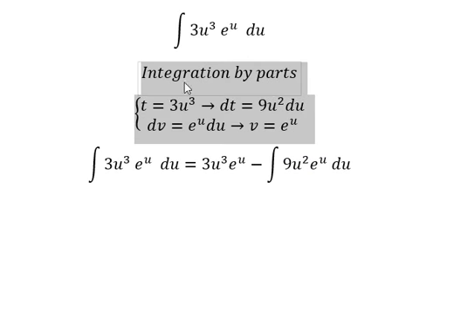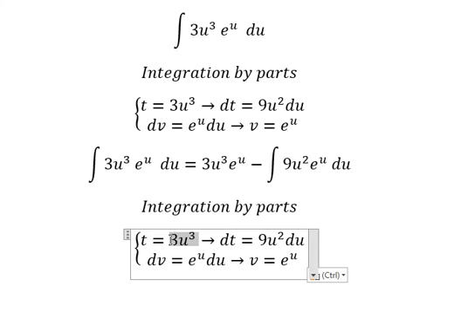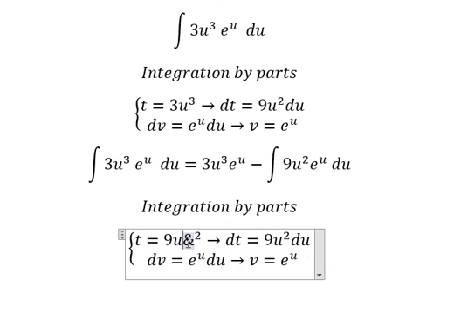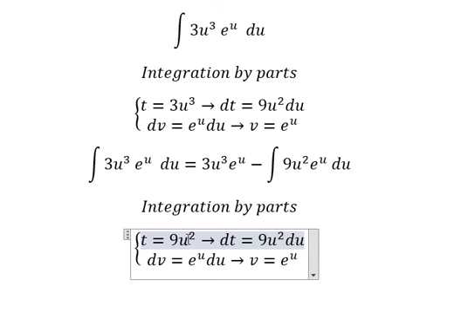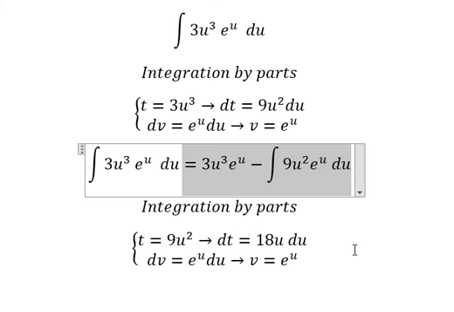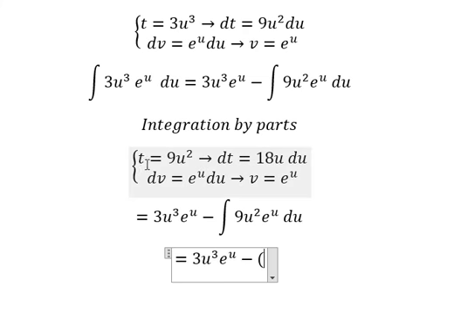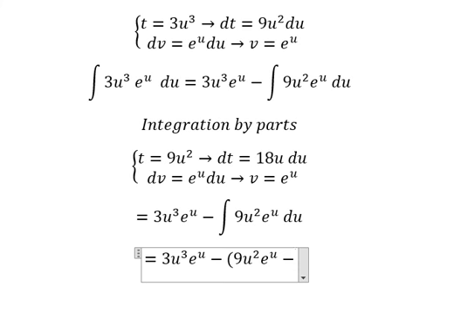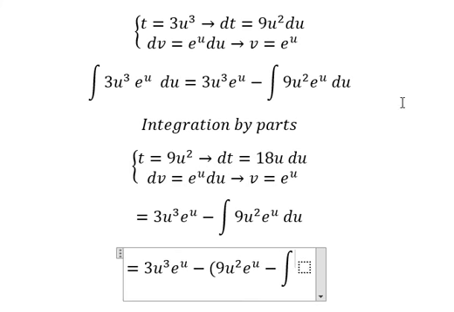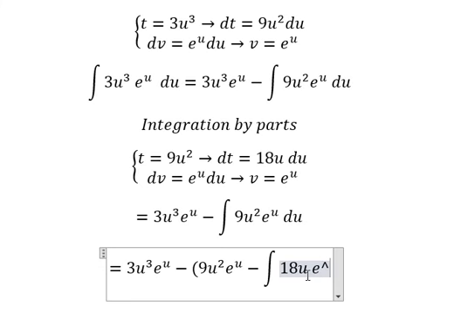Next, we continue using integration by parts, but this time that is about 9u squared in here. The derivative of u squared, we have 2u, number 9 and number 2, we have 18. So we have t multiplied by v, minus we have the t multiplied by v, so we have the integration of 18u e to the power of u du.